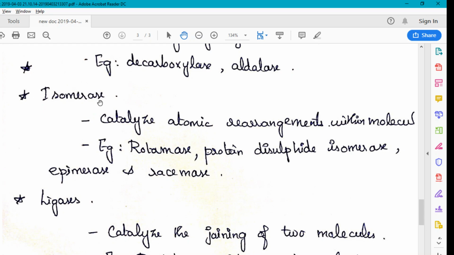Next is isomerase. Isomerases are catalysts which are involved in atomic rearrangement within molecules. Examples: rotamase, protein disulfide isomerase, which is called PDI in short, epimerase and racemase.